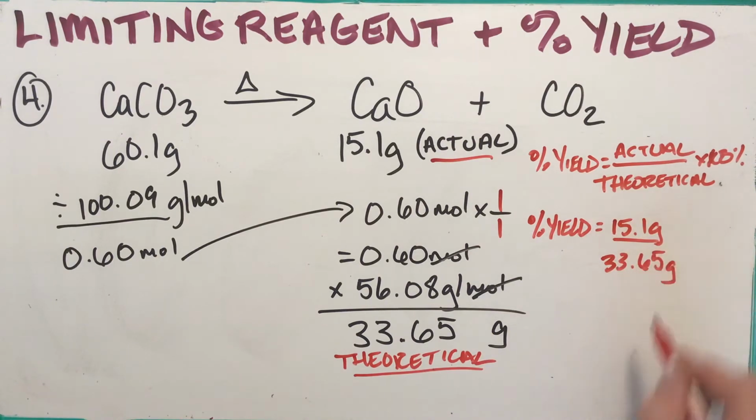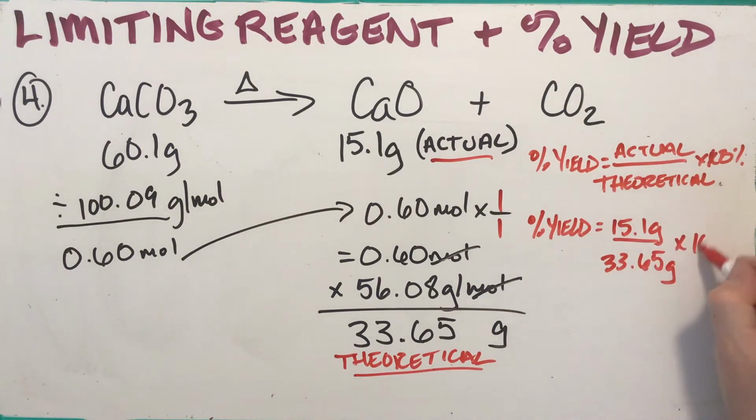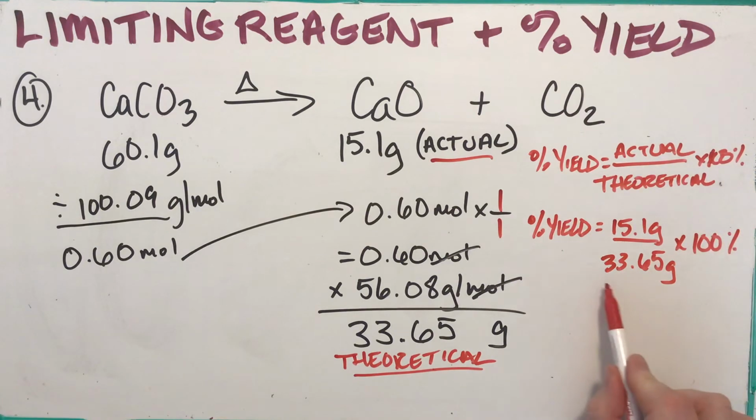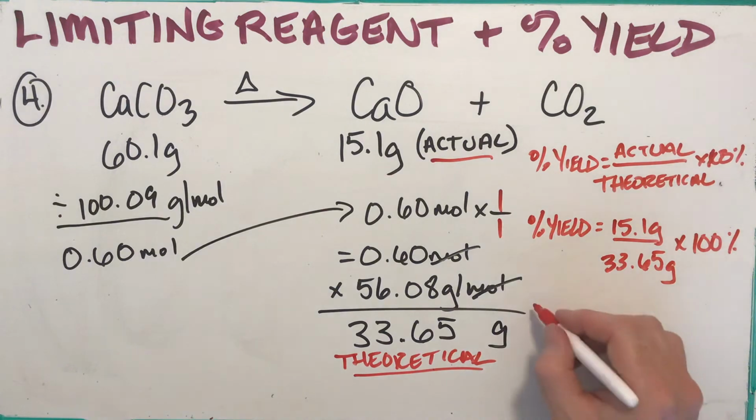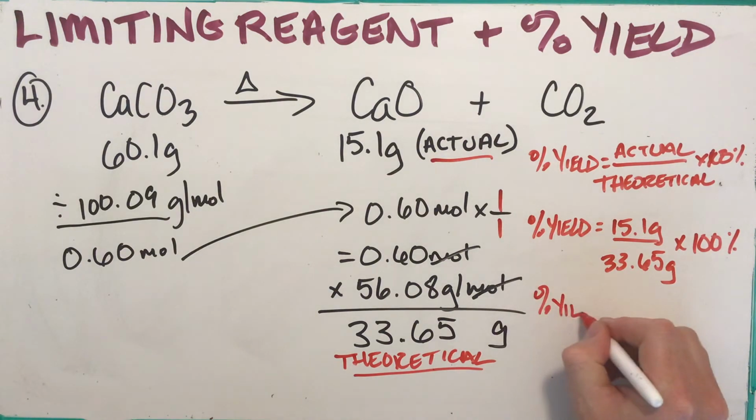It looks like they didn't do a very good job in this lab. They had quite a bit of loss. When you think about it, the most they could get was 33, and they only got 15. That's less than half. Sometimes it happens. They might have made a mistake somewhere.